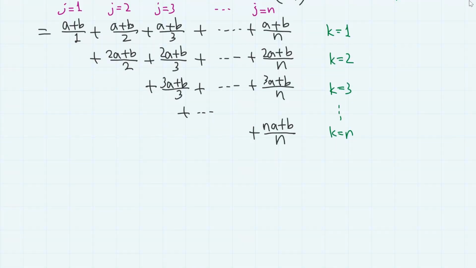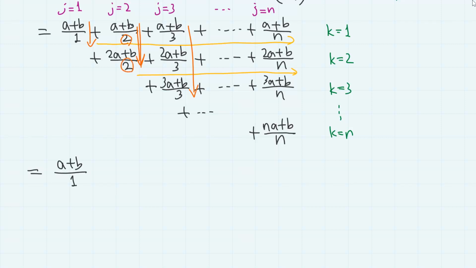Now here comes the most important part. Instead of adding up terms in individual rows, let us try to add up terms in individual columns. That is, instead of adding up horizontally, let's add up vertically. Then in the leftmost column, we only have a plus b over 1. In the next column, we have two terms both having denominator 2, so we can write a plus b plus 2a plus b, divided by 2.